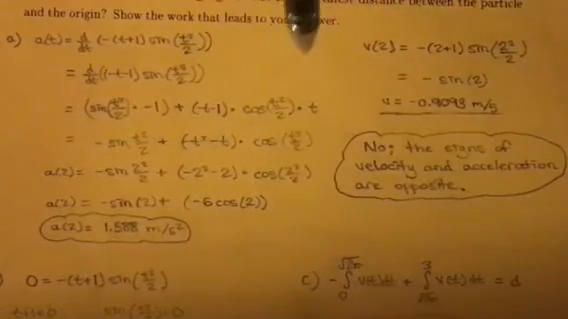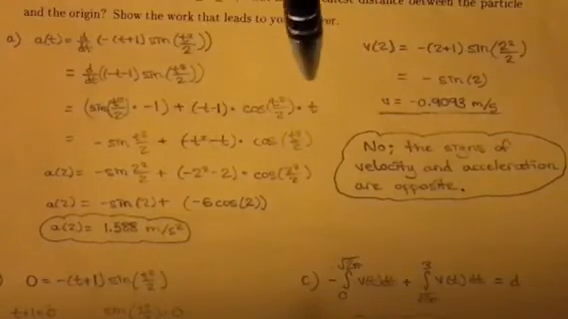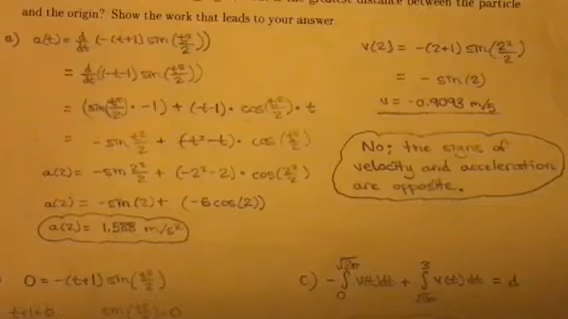And so the second part of the A was, is the speed of the particle increasing at t equals 2, why or why not? And so mathematically we know that a particle or anything is speeding up if its velocity and acceleration have the same sign.